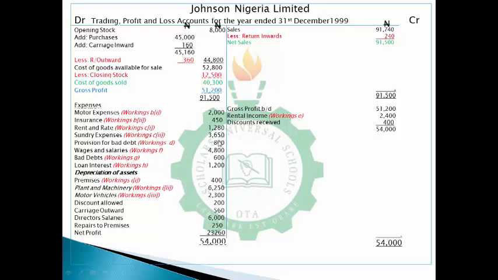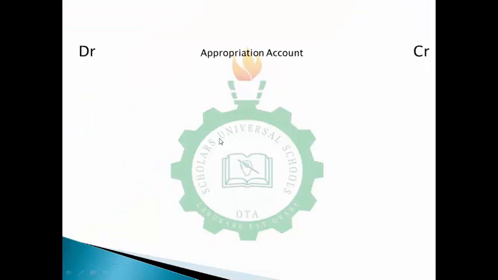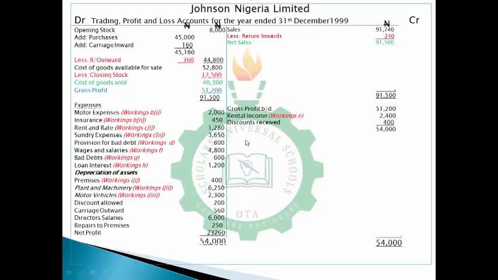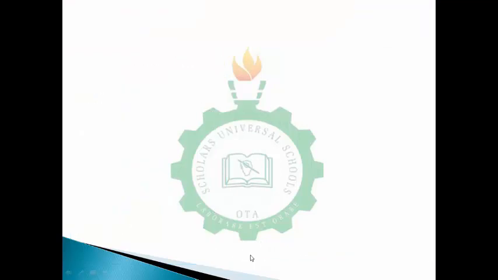I'm moving to the appropriation account, and on the appropriation account, the first thing you have to start with is the appropriation account. Because there is no more space here, you could also continue your appropriation account just the way you have continued your P&L account. So what I can do here is take my net profit on the credit side to be net profit brought down, then balance brought down, and the like. But because there is no space, let's move to the next page.